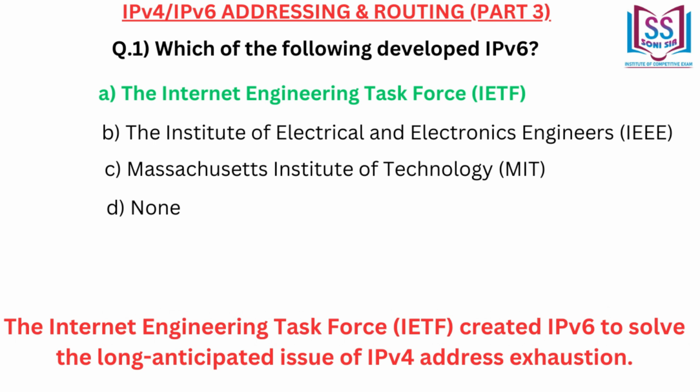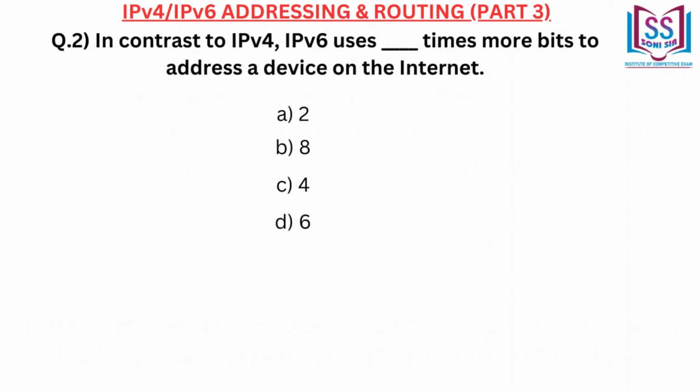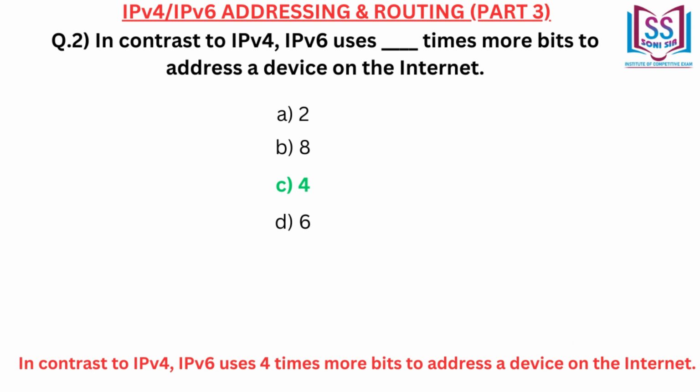The Internet Engineering Task Force, IETF, created IPv6 to solve the long-anticipated issue of IPv4 address exhaustion. In contrast to IPv4, IPv6 uses dash times more bits to address a device on the Internet. A. 2. B. 8. C. 4. D. 6. Correct answer C. 4. In contrast to IPv4, IPv6 uses 4 times more bits to address a device on the Internet.